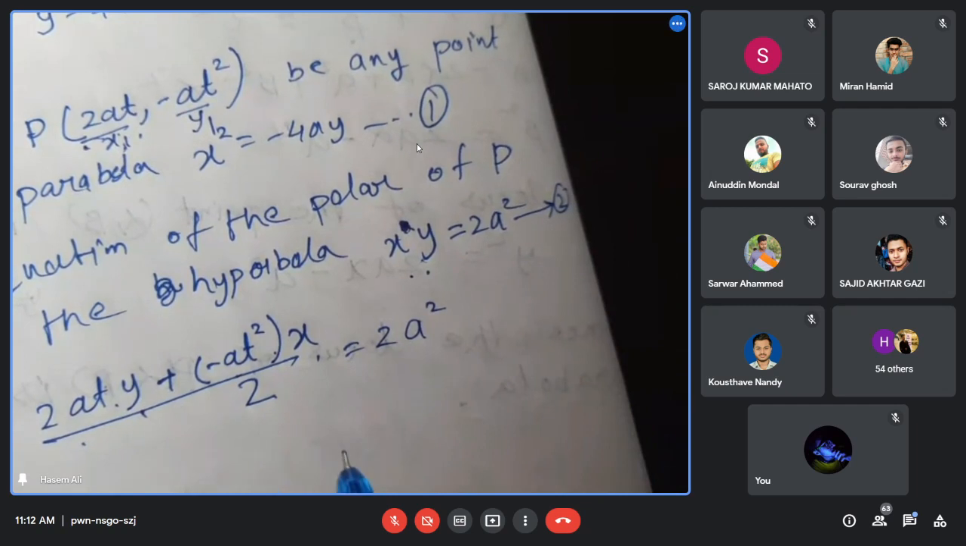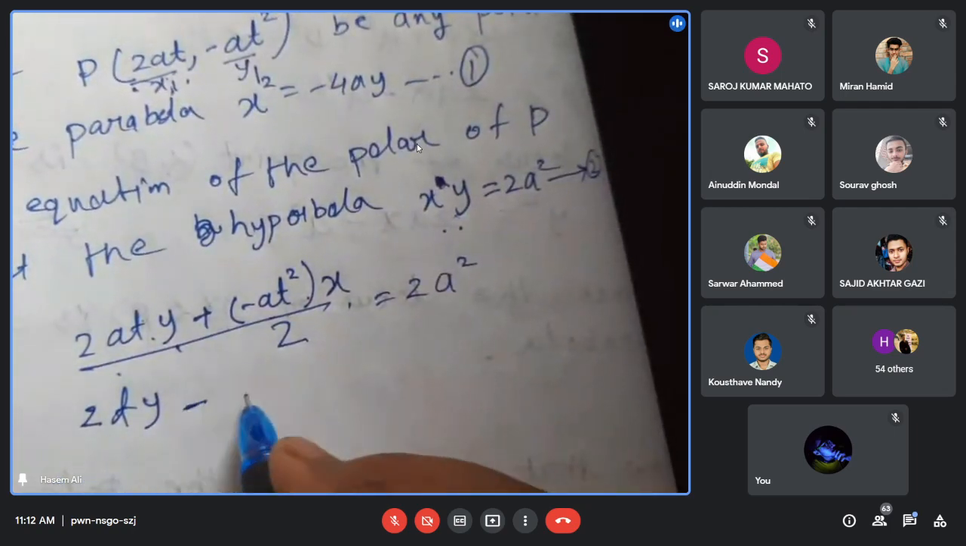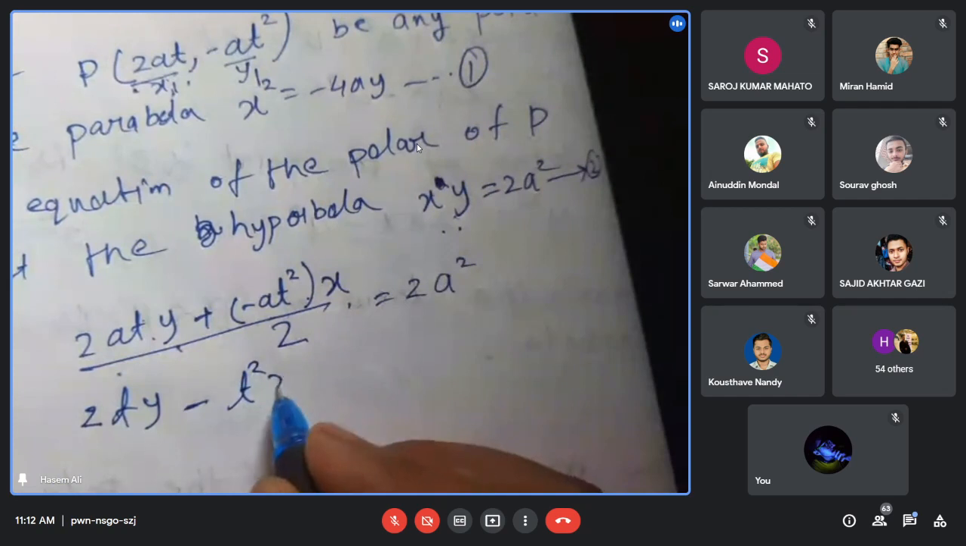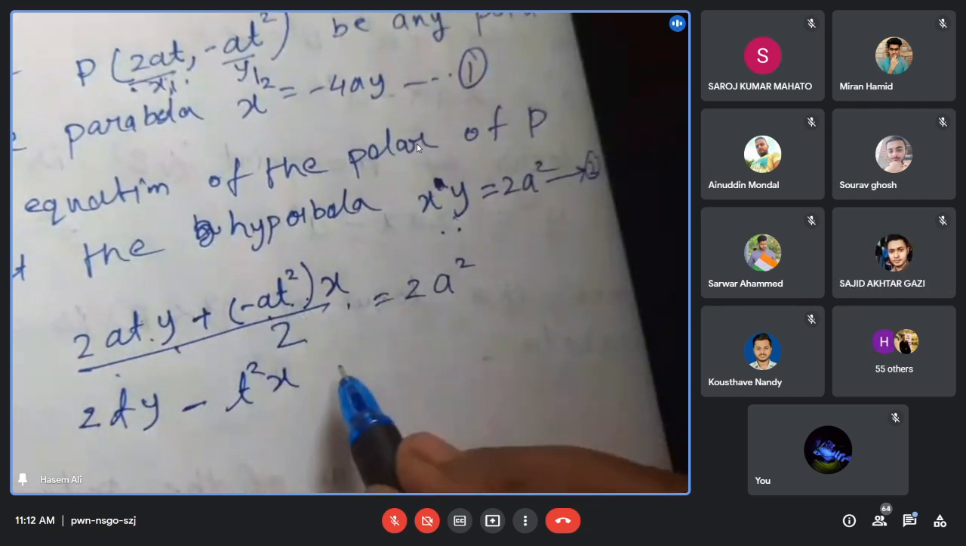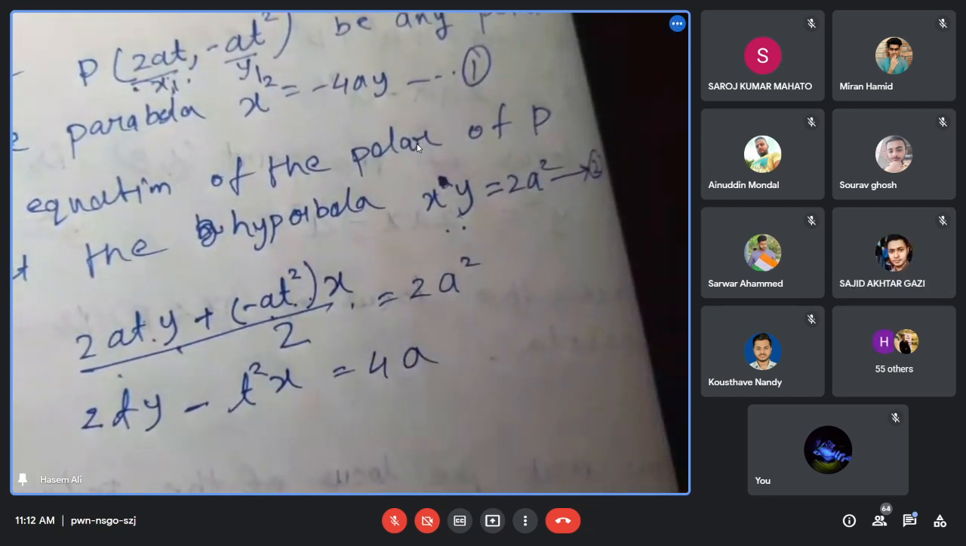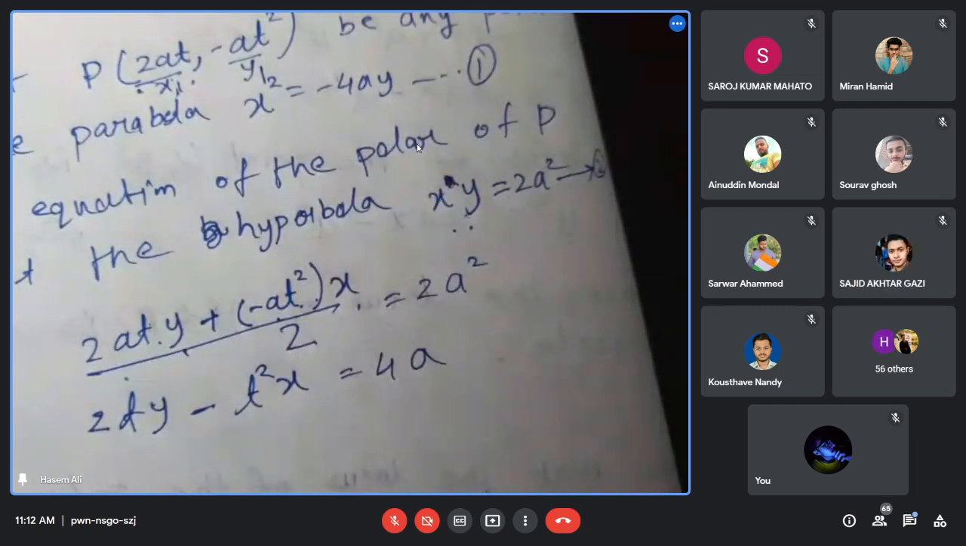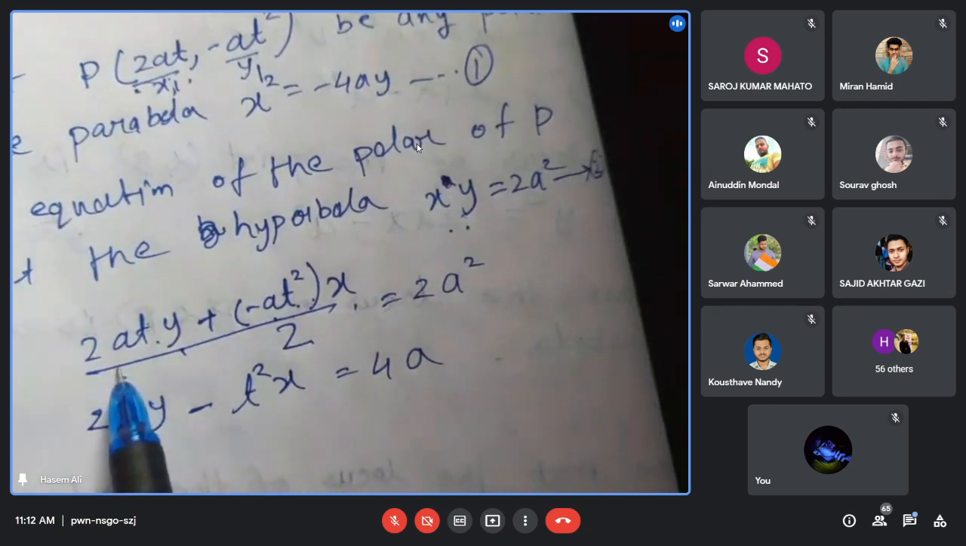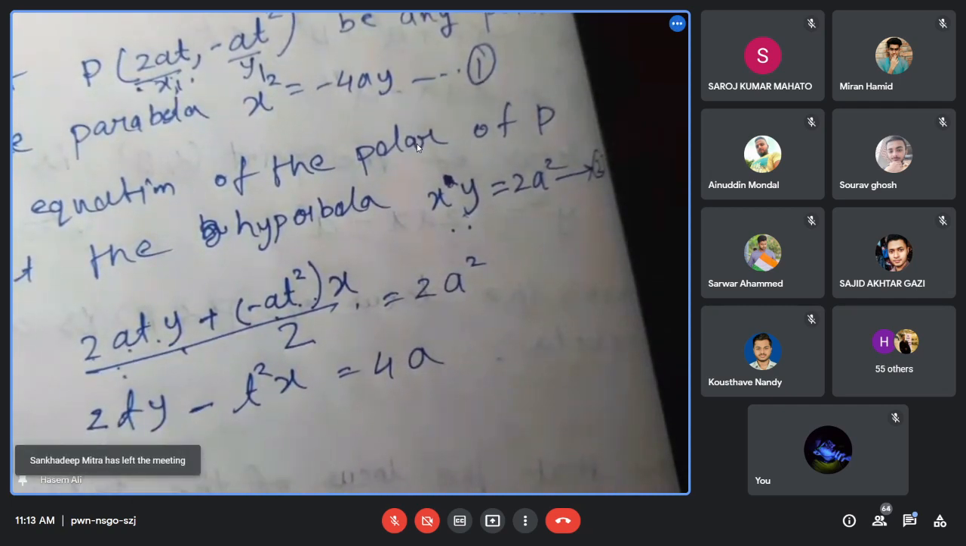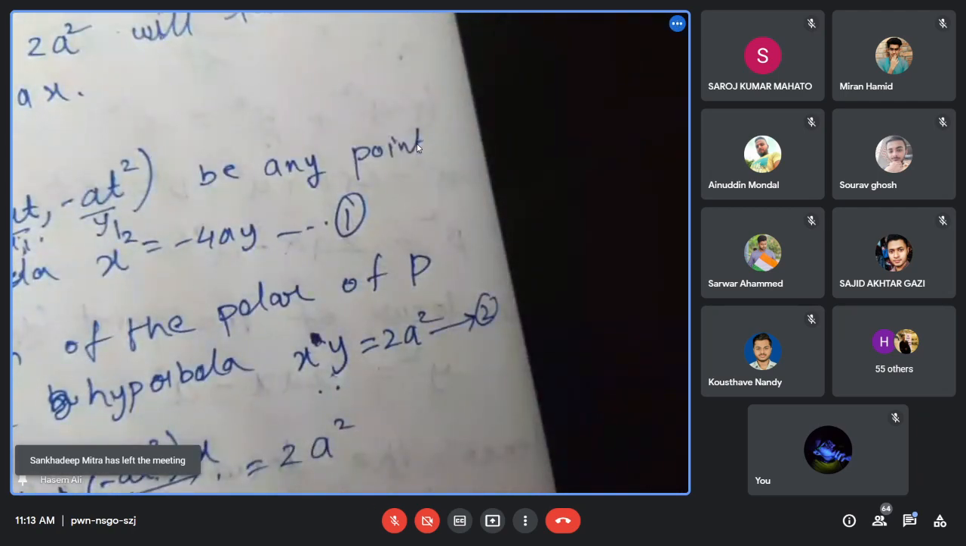Okay. Now this will give 2ay. If we take common a, then it will be 2ty minus t square x equals 4a. This is the polar with respect to the hyperbola, which will touch the parabola.